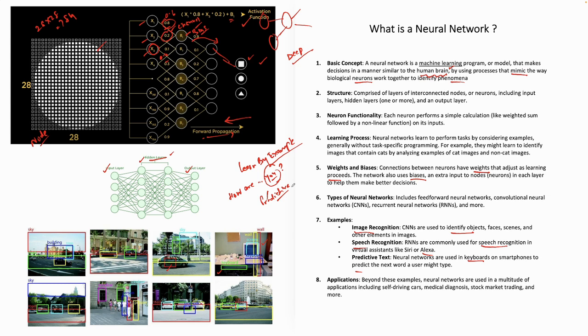Yes, we have some applications beyond these examples. They're used for self-driving cars, again autonomous vehicles. Waymo is a perfect example. You can read about it. It's a self-driving app. Then it is used in medical diagnosis, stock market trading, very important, and many more applications.